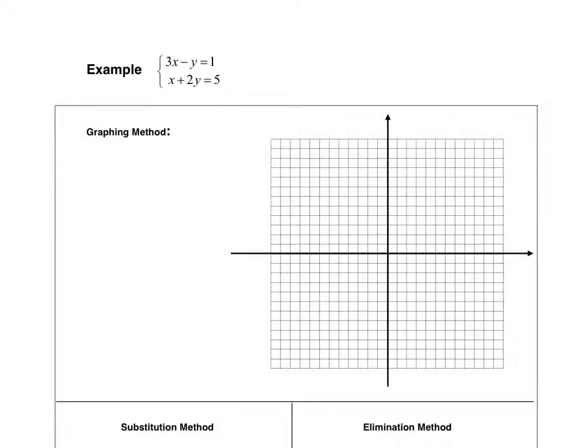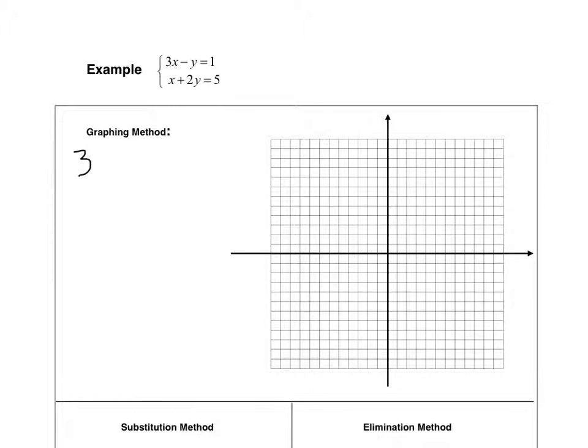We want to solve a system 3 different ways. So our first system, our example system, is 3x minus y equals 1 and x plus 2y equals 5. Both of these equations represent lines. So let's graph the first one.